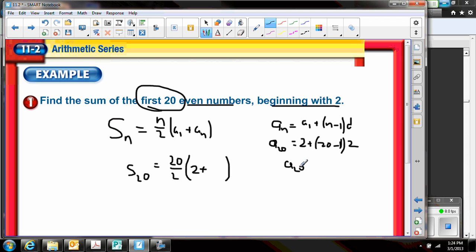Solving this equation would give me the 20th term. So this gives me a 20 minus 1, or 19, times 2 plus 2, which makes the 20th term 40. This is a sub n, the last term that I'm trying to add together. So the first 20 even terms start at 2, end at 40. So together, the first 20 even numbers added together are 40 plus 2 times 20 divided by 2, or 420.